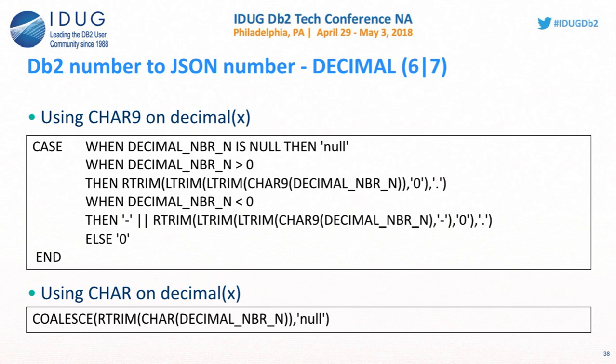Like I said, all you're doing is checking if it's greater than 0, if it's less than 0, otherwise it's 0. And if I'm using the new character function on a decimal X field, I can just do this. And that's where I'd like to be for everything. So as you advance, you really want to push your system guys to start using the new character function because it'll make your life a lot easier.